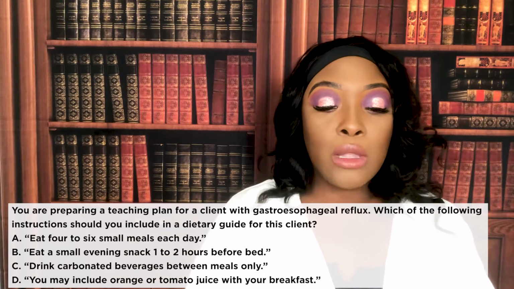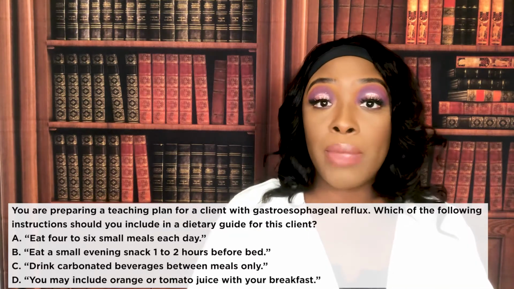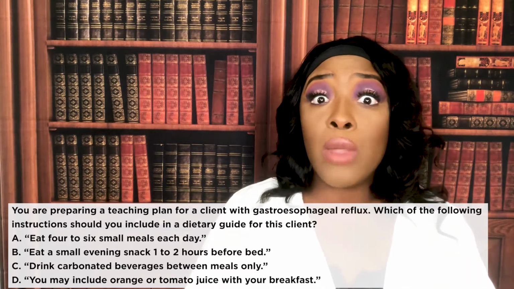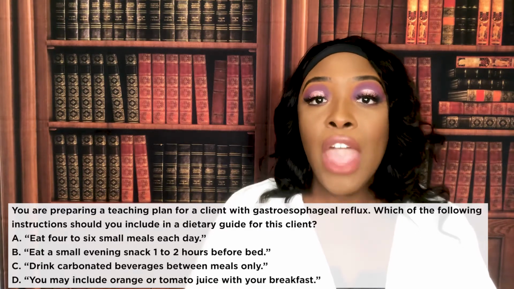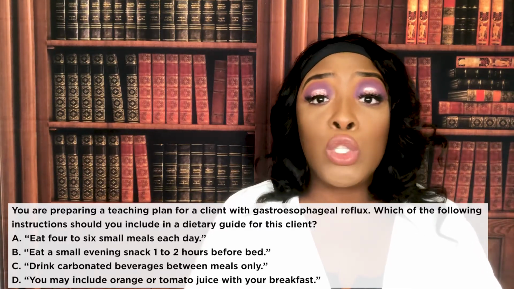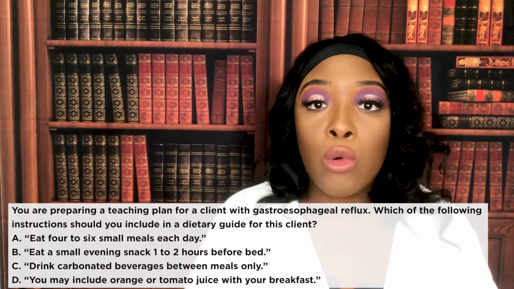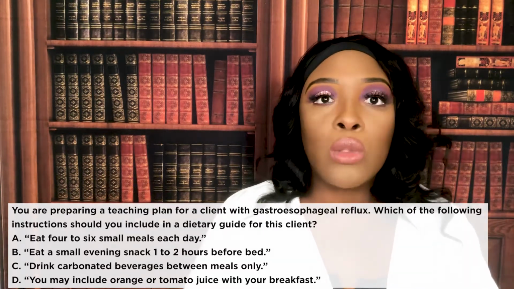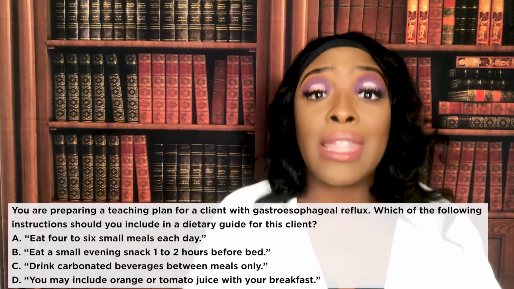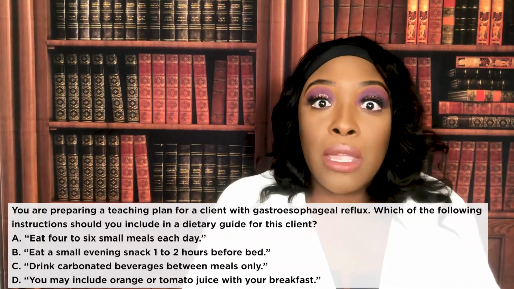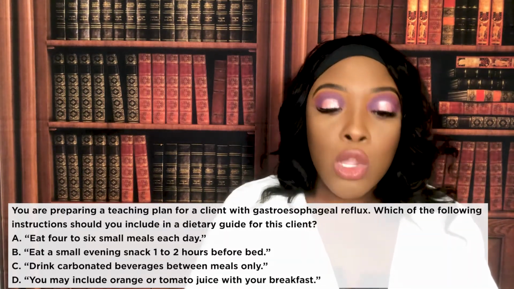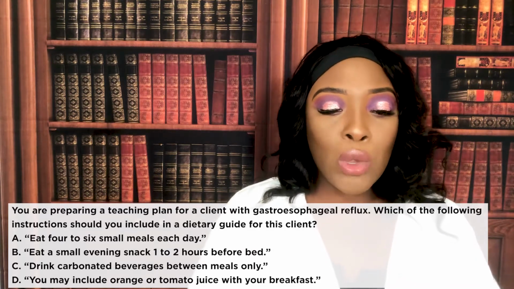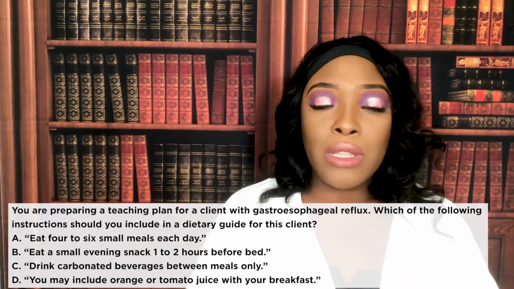We have B, eat a small evening snack 1 to 2 hours before bed. Well, you know that's wrong, because I've already told you that we teach this patient their last meal needs to be a good 2-3 hours, even 4 hours before they go to sleep. We don't want them lying down to go to sleep and their stomach is still making all of this extra hydrochloric acid because there's a lot of food in there. So that's wrong.